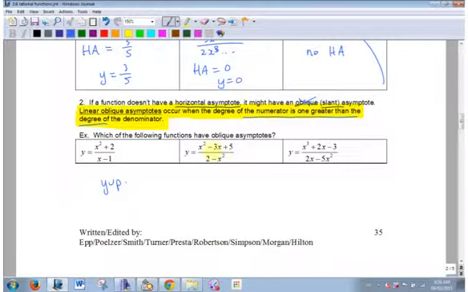Okay. Make sure they're in the right order. This is an x squared over an x squared. Is that going to have a slant? Nope. It's going to have a horizontal. Where? At 1. But to answer the question, no slant. Is this going to have a slant? Yes. Okay.